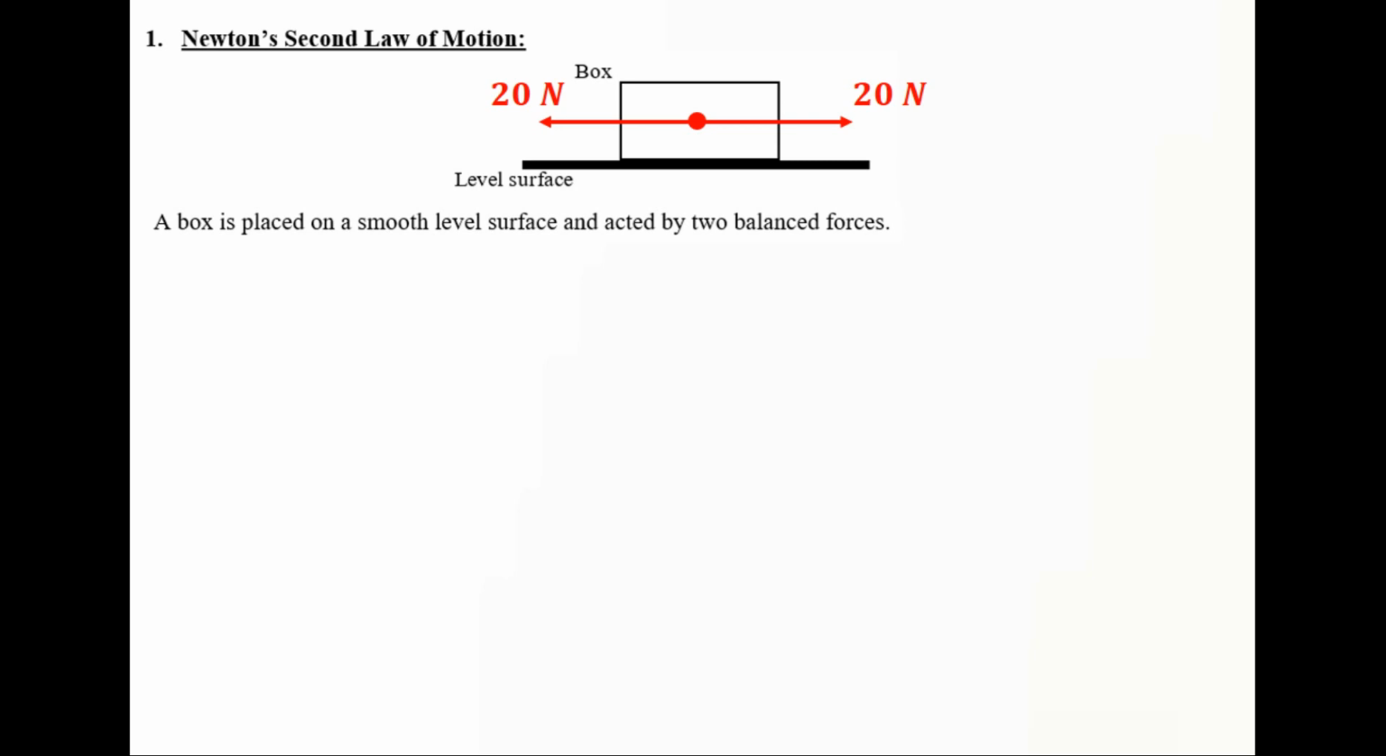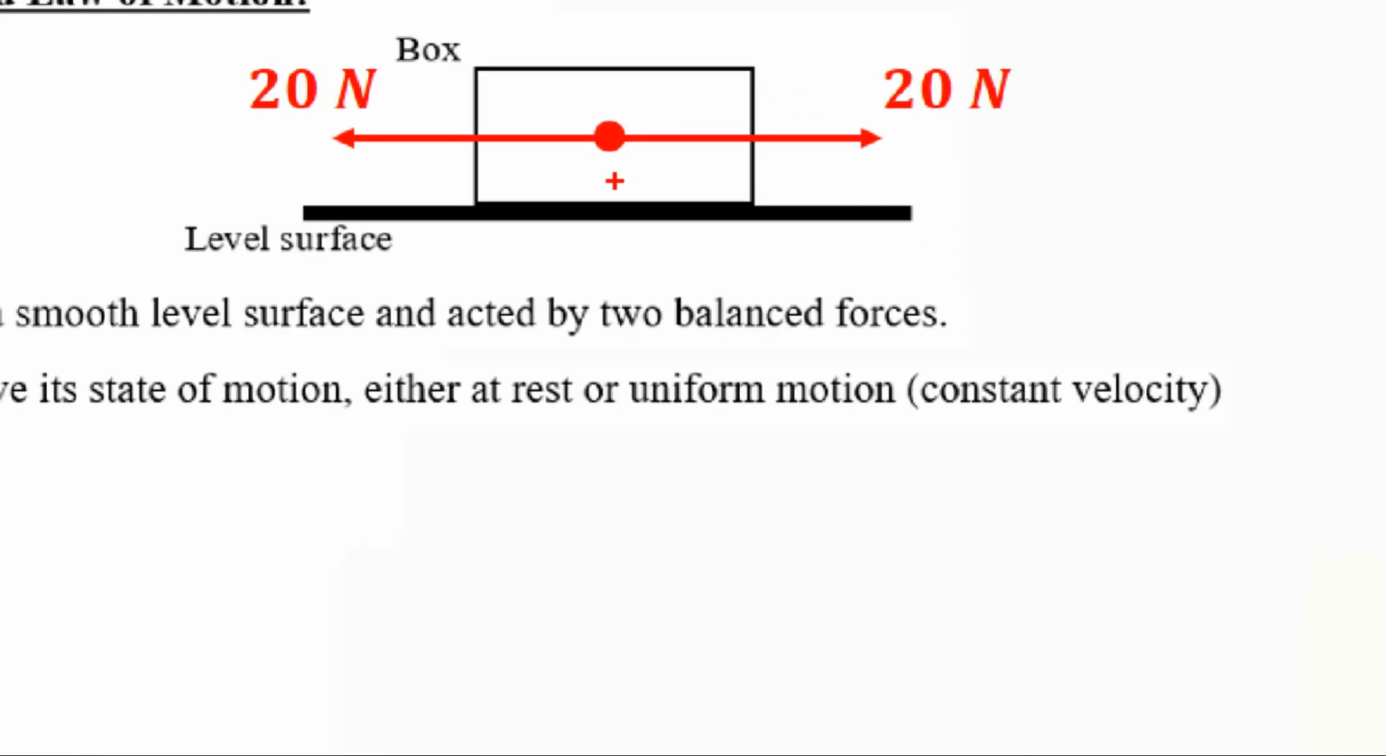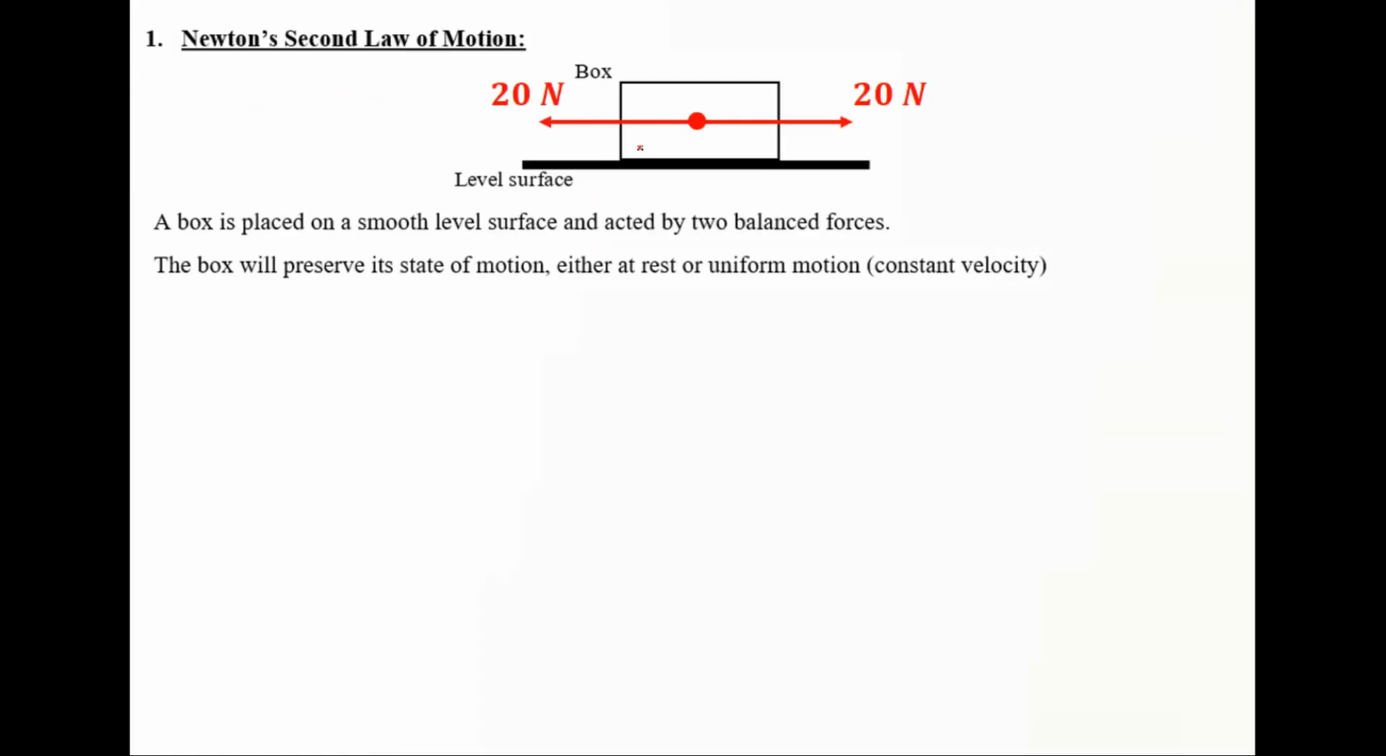A box is placed on a smooth level surface and acted on by two balanced forces. Remember that whenever the surface is smooth we have no friction, and it's being acted on by two horizontal balanced forces of 20 newtons. The box will preserve its state of motion, either at rest or uniform motion at constant velocity, because it's being acted on by balanced forces of 20 newtons, and the pull of gravity is equal to the normal push exerted by the level surface.